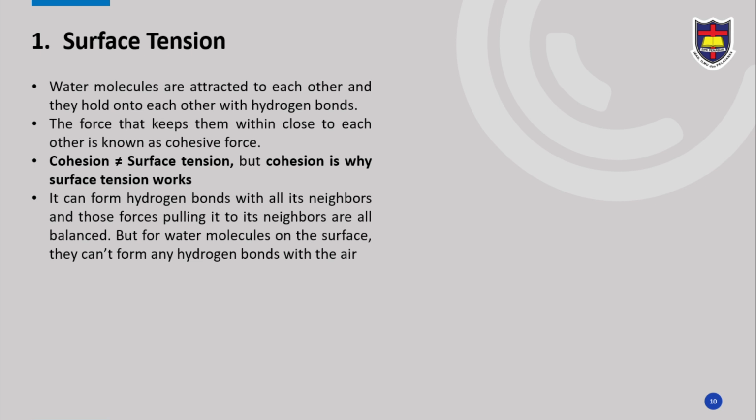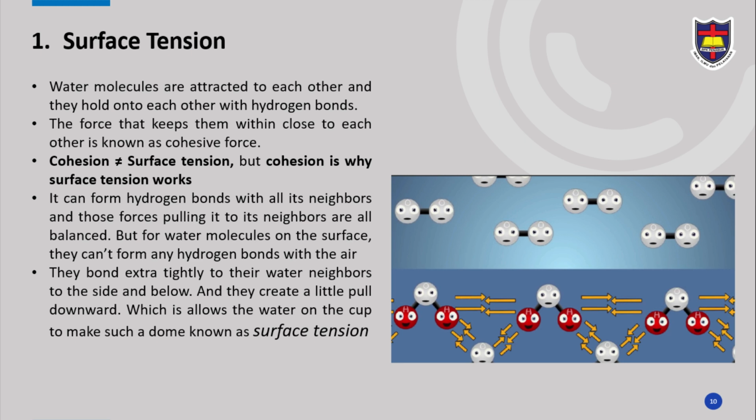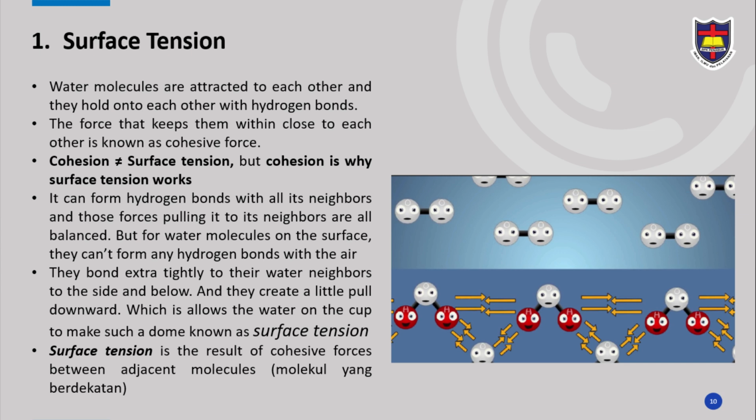But for water molecules on the surface, they can't form any hydrogen bonds with the air. So, they bond extra tightly to their water neighbors to the side and below. And they create a little pull downward, which allows the water in the cup to make such a dome, known as surface tension. Surface tension is the result of cohesion forces between adjacent molecules.